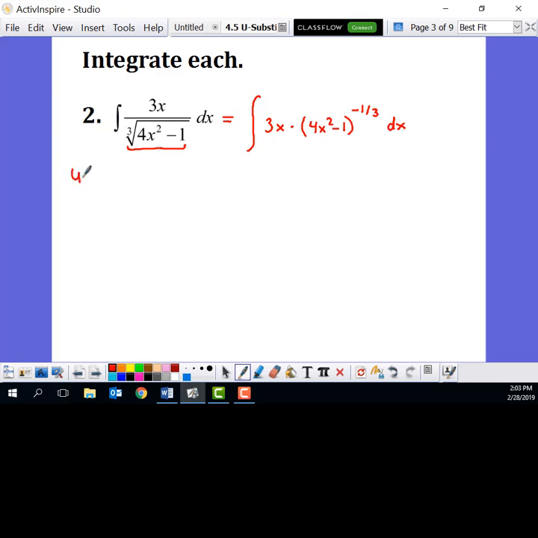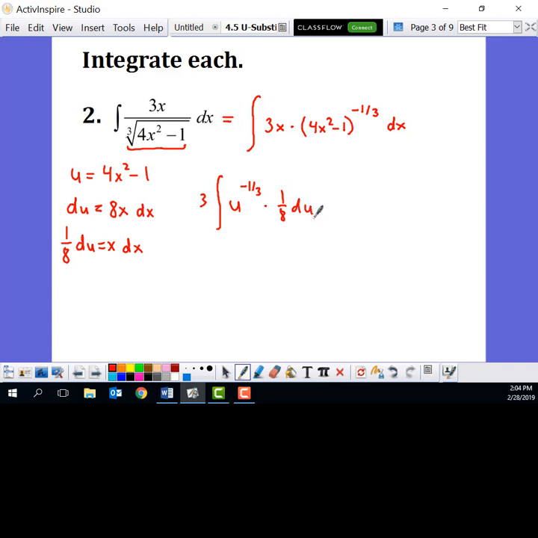So then I'm ready to do my u substitution. So I pick, for u, I'm going to pick 4x squared minus 1. du then gives me 8x. Divide both sides by 8, so I get 1/8 du equals x. Oh, I forgot my dx. Equals x dx. So then you can rewrite the integral. Slide the constant 3 out in the front, and you've got u to the negative 1/3 power times 1/8 du.